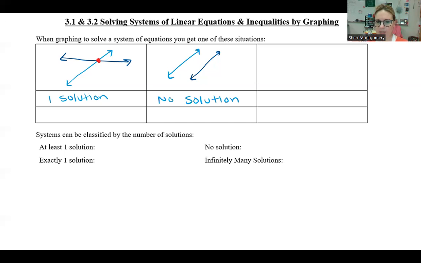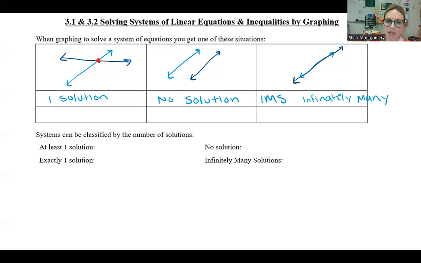The other thing that happens is that sometimes you go to graph a line, and this is harder to draw, and then you go to graph the other line. And what you find out is they're actually the same exact line, and that is an answer. There is an answer for that. That means that there is infinitely many solutions.